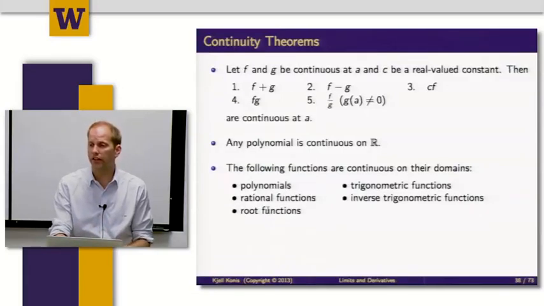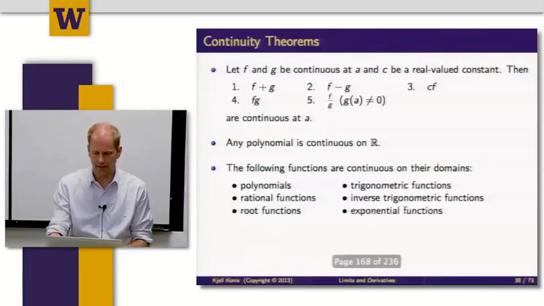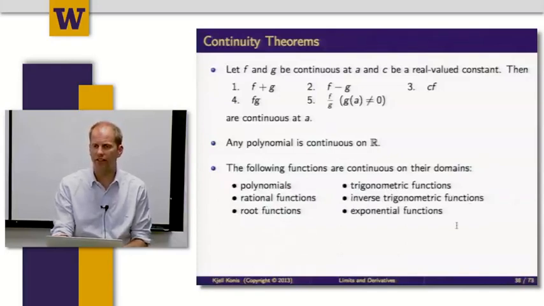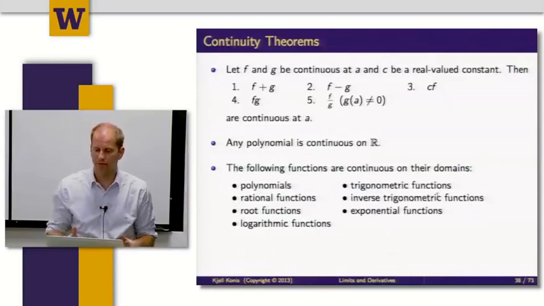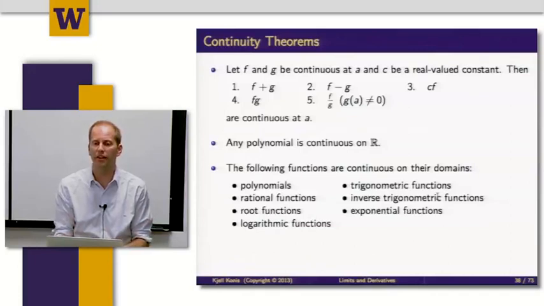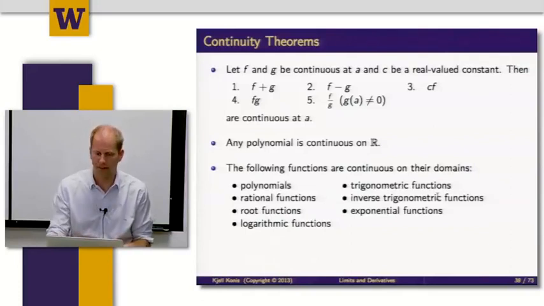The square root or cube root, something like that. Exponential functions. And logarithmic functions. So you can see from this set of sort of 7 things, there's probably not very much that you would normally be able to write down that's not going to be continuous, at least on some domain.